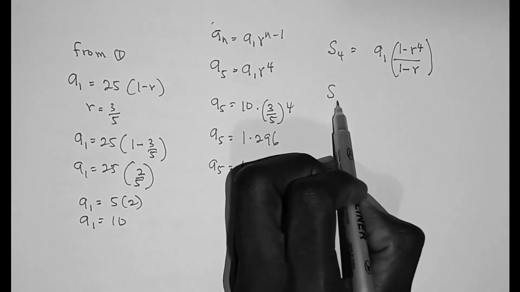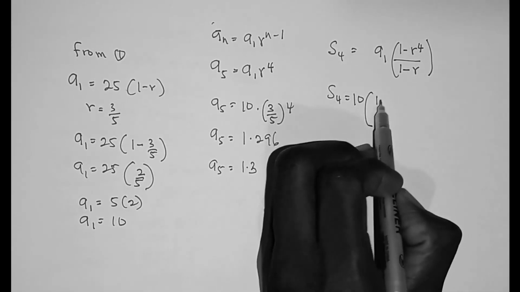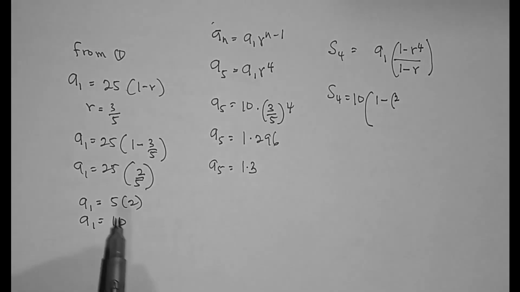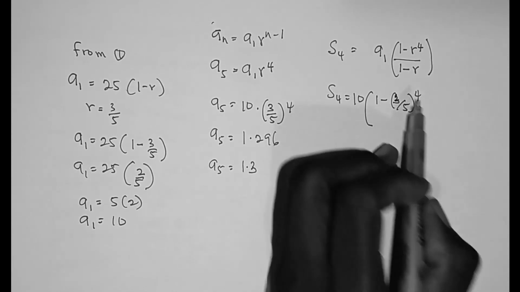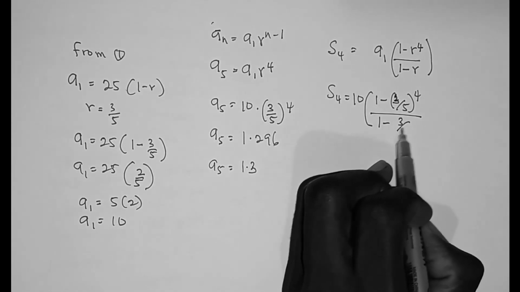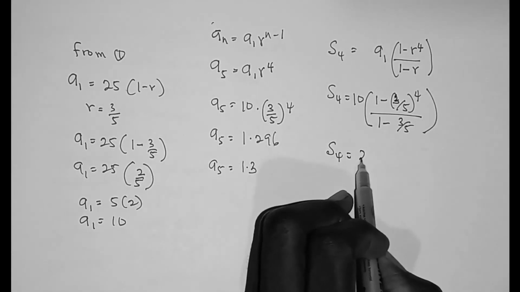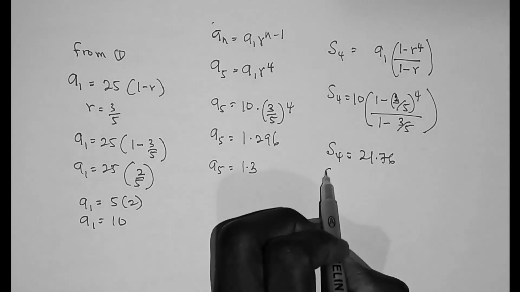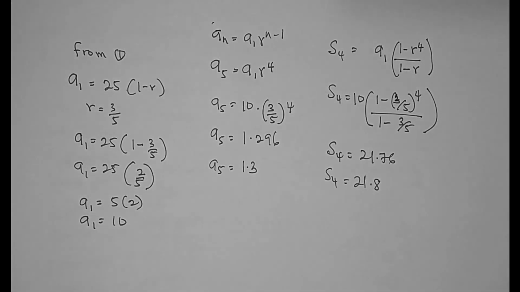So S4 is equal to a1, which is 10, times 1 minus r, where r is 3/5, to the exponent 4, divided by 1 minus 3 divided by 5. And then S4 is equal to 21.76, which is approximately 21.8 in 1 decimal place.